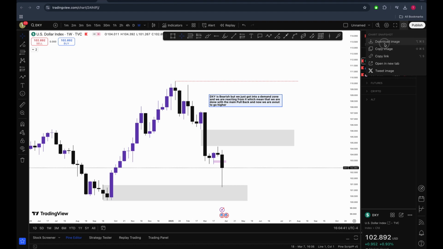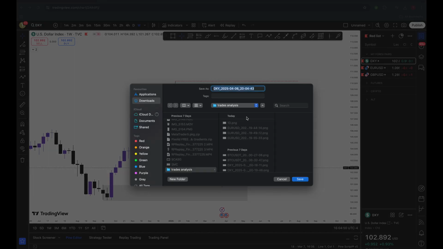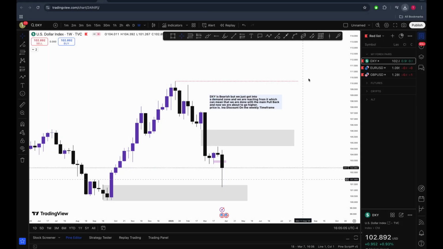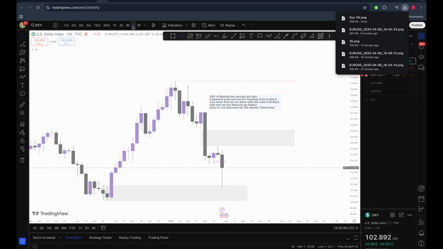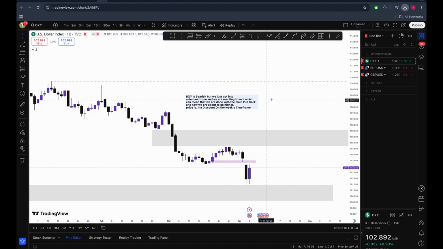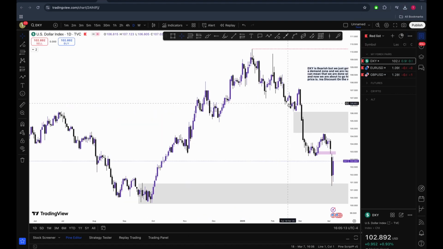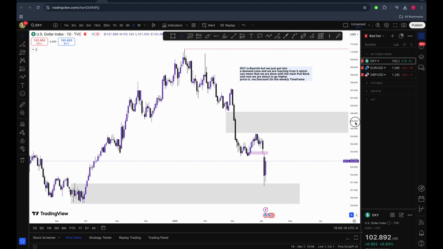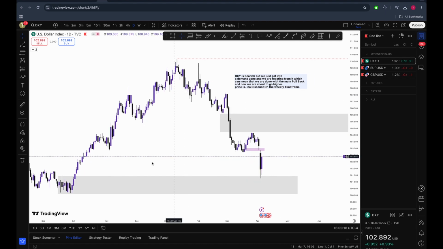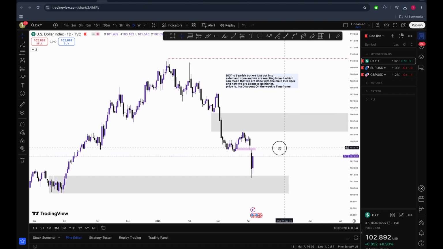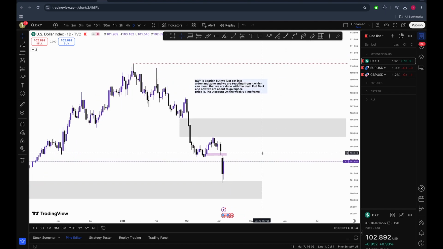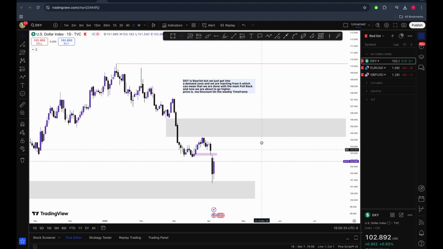Let's save this one, take a screenshot. So go up. Okay, let's save this one. Let's go to the daily time frame and see what the XY is giving us. So on the daily, you can see that the XY is just reacting from here, so it can potentially mean that we are done with the pullback. So let's check what the XY is giving us on the daily.